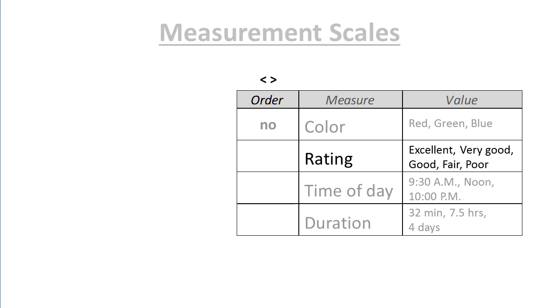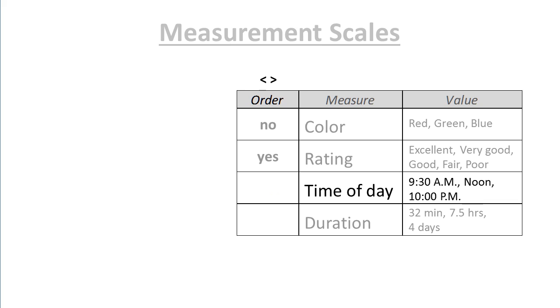Next, let's look at the rating measurement. Does it make sense to say that very good is better than poor? Absolutely. Also, fair represents lower rating than excellent. These comparisons make sense because values of rating are ordered.